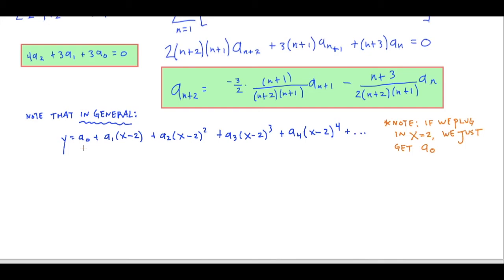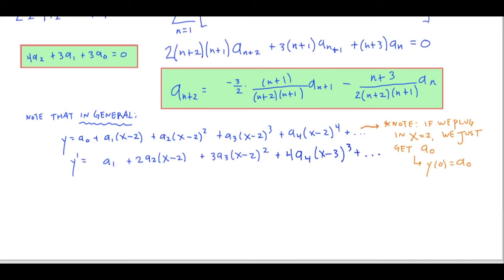So if I was to plug x equals 2 into this entire series, all of the terms would vanish except for a sub 0. Well, plugging in x equals 2 is exactly the initial condition that I was given. So if I look back at the statement of the problem and identify which value was given as y of 0, that is exactly my a sub 0 value. Something similar happens if I take the first derivative.